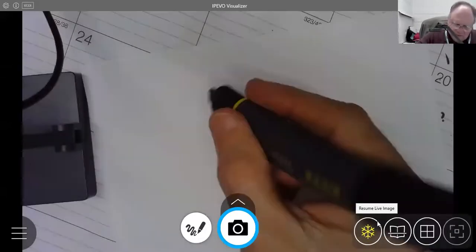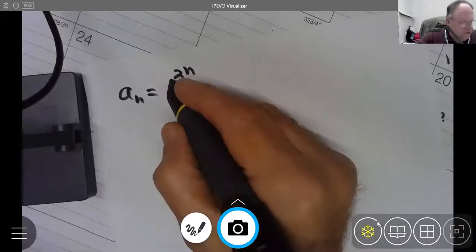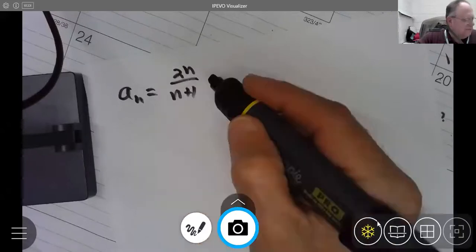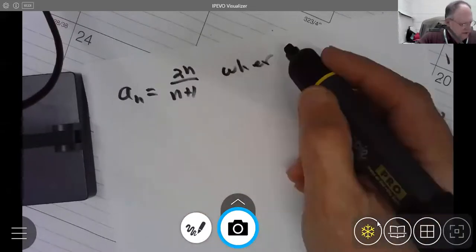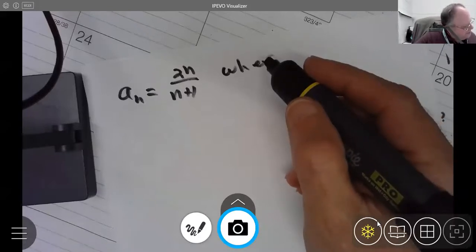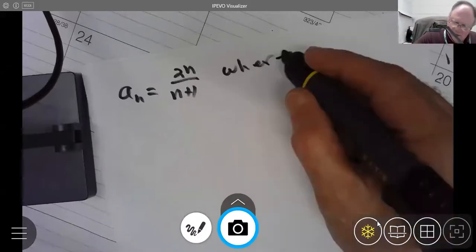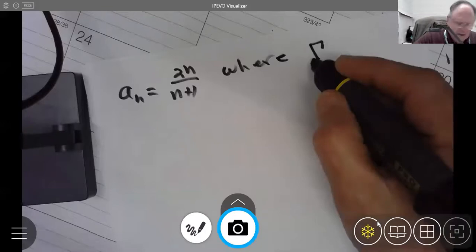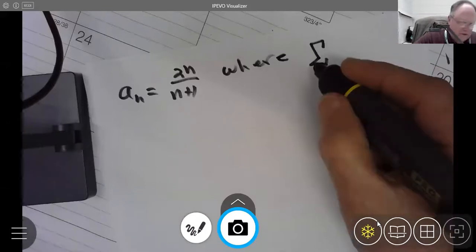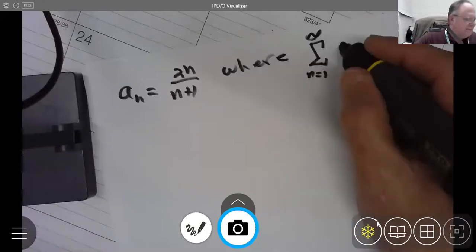Okay, so for number 7, you're given the sequence a sub n is 2n over n plus 1. And so we had to find the limit of each sequence, then define the limit. Okay, so where you had the summation of n equal 1 to infinity for a sub n.